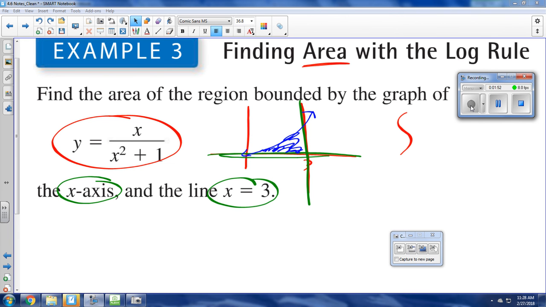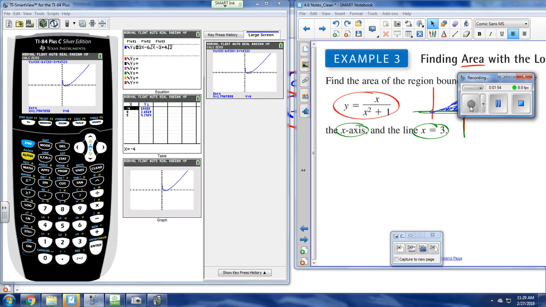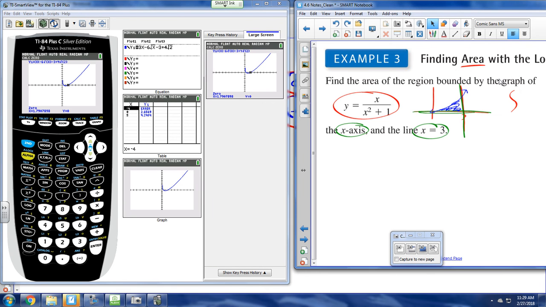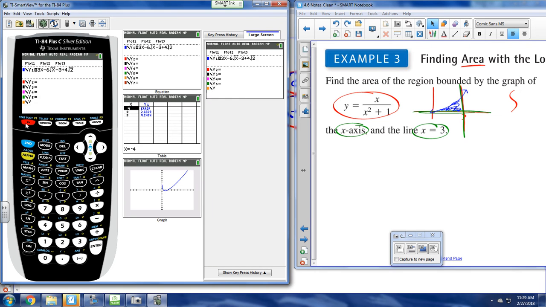We'll just pause this while we wait for this thing to load. Okay, so we were trying to get an accurate graph of this so we could be certain that we had a good integral set up. So it's x over x squared plus 1. All right, so that's the graph.